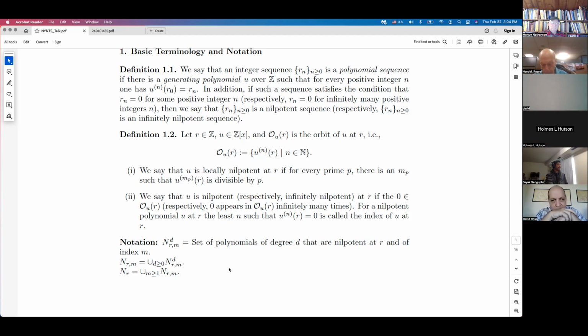So if you read 0 or if you read locally nilpotent, you're at max going to have finitely many divisors. So it doesn't make sense. So basically D equal to 0 is an empty set, so to speak. So when you take the union over all the D's, we are going to denote that set by N R M. And R is going to be all of these things where D is greater than or equal to 1 and M is greater than or equal to 1. So in other words, N R is going to denote the set of all nilpotent polynomials at R.